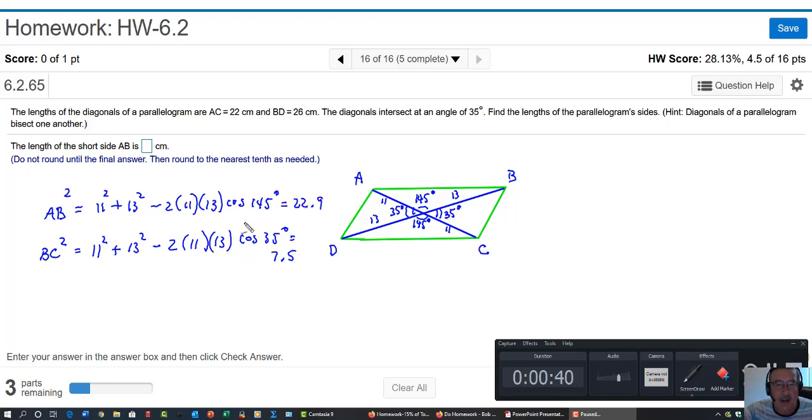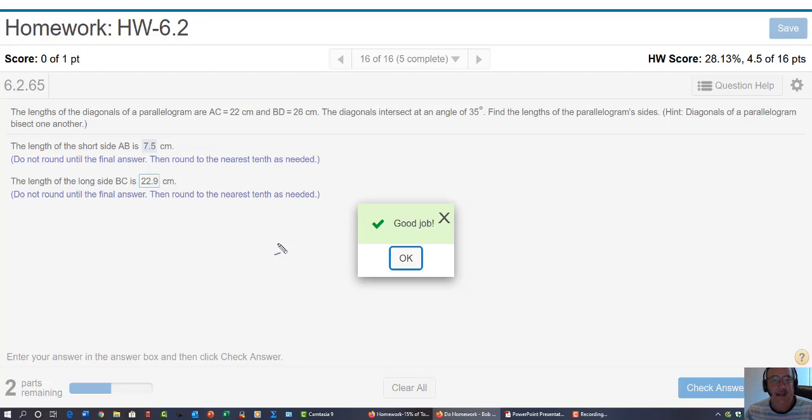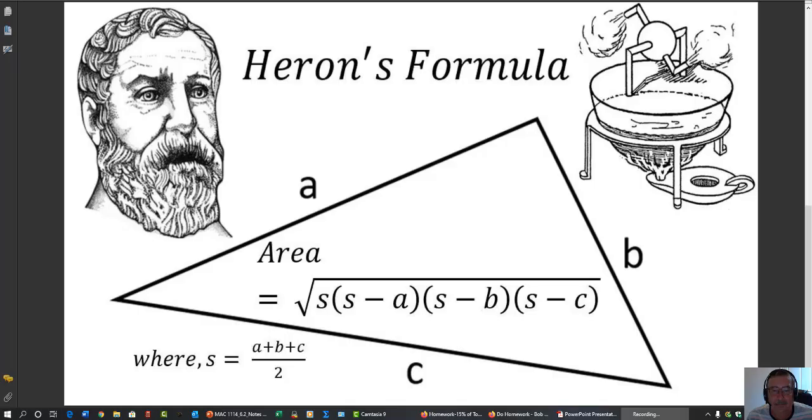All right, so I have the length of AB is 22.9 rounded to the nearest tenth, and BC is 7.5, which we'll go ahead and plug in and check here. And it looks like that got the job done.